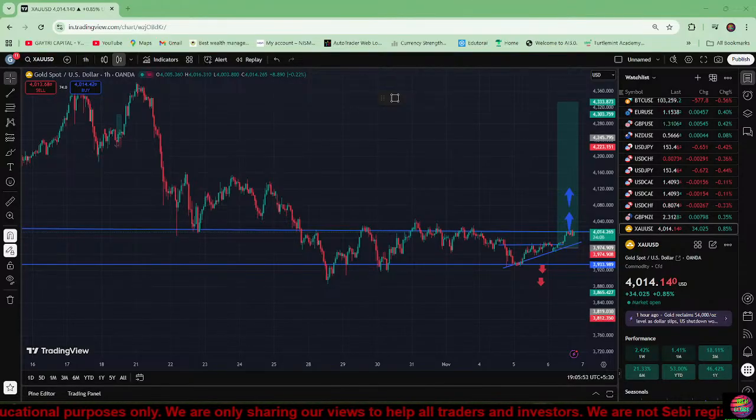The moment we close under this line and the market does this, we have now shifted the trend of the market. So now this market is no longer bullish. Now this market is bearish. There has been a change in the trend. There has been a change in the currents.